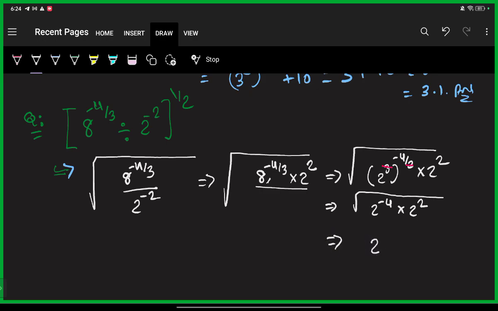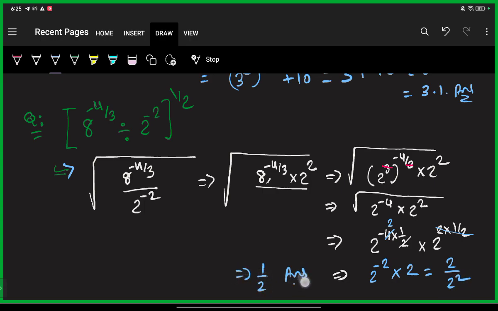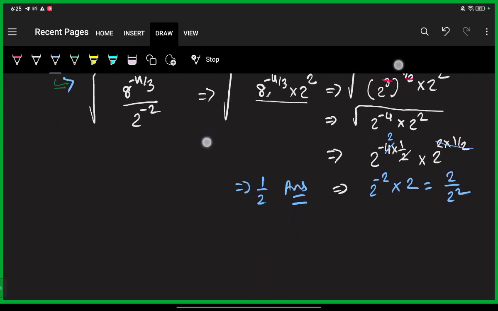So if we multiply it with both these terms, it will become this thing, right? So 2 raised to minus 4, 2 cancels out, so it will be 2 raised to minus 2 multiplied by 2. That is basically 2 by 2 square. That gives us 1 by 2. Okay? Good.